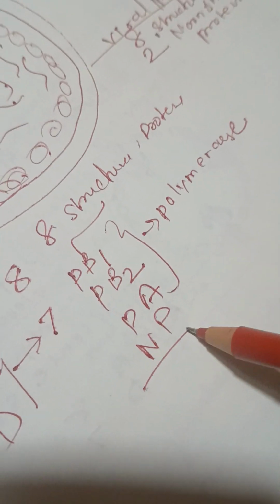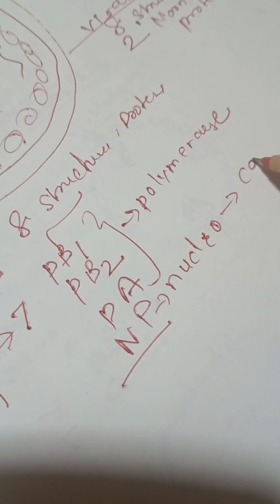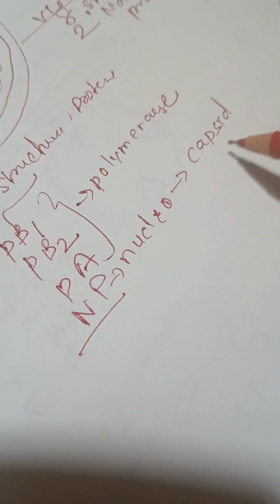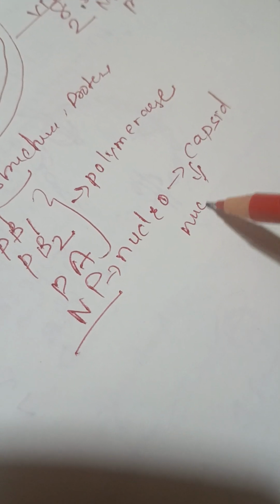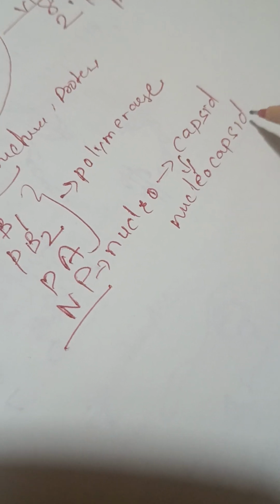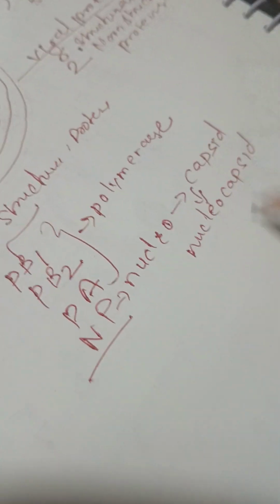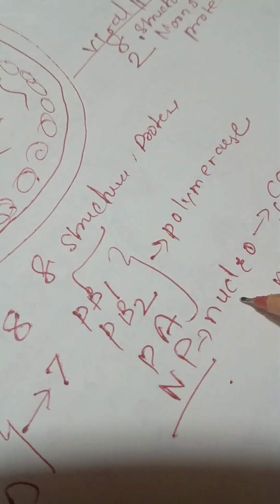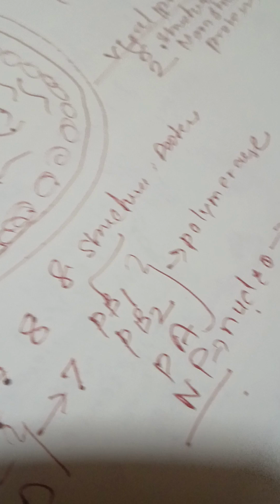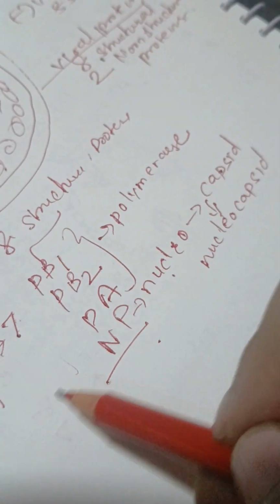Next set of proteins is the nucleoprotein, known as NP. As the name suggests, they are the capsid proteins, and those capsid proteins form the nucleocapsid, which shows the helical symmetry. So NP is the capsid protein that forms the entire nucleocapsid. We have discussed 4 proteins up till now.